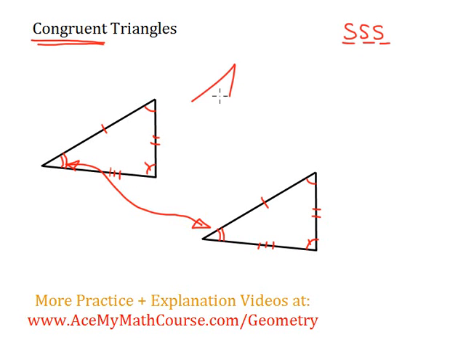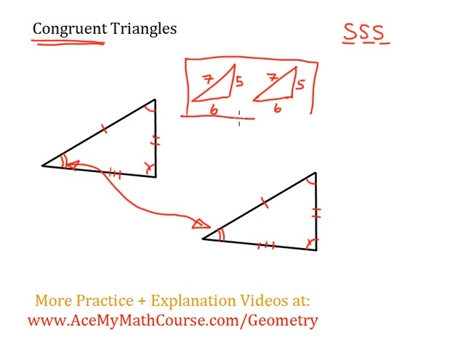So for example, if I show you these two little triangles, I know they look terrible. They're not going to be perfectly to scale. And I tell you that this measures 5, this measures 6, and that measures 7. And same here, that's 5, that's 6, and that's 7. These are in fact congruent triangles. And we know that through side, side, side. Because we know that this side is equal to that side, this side is equal to this side, and the last side is equal to that last side as well.